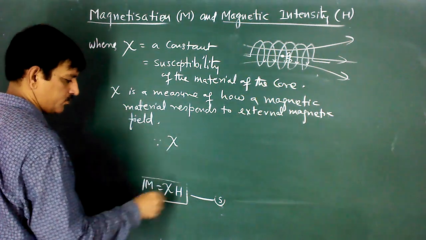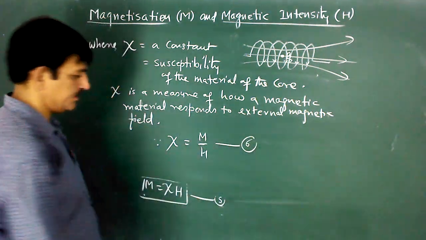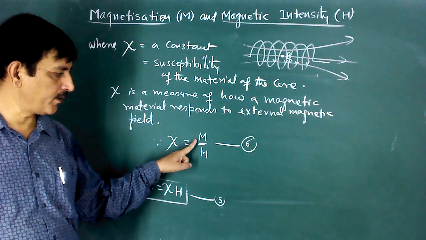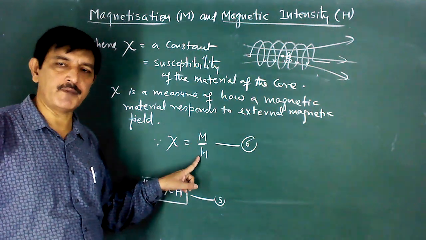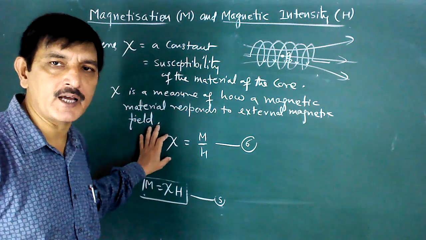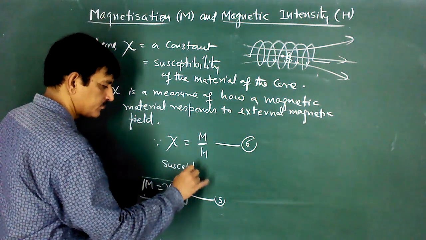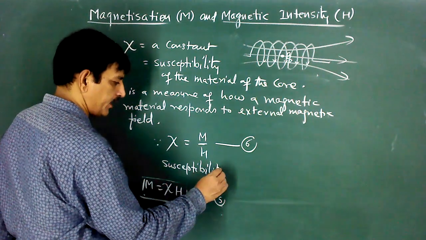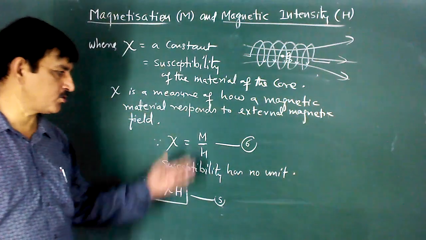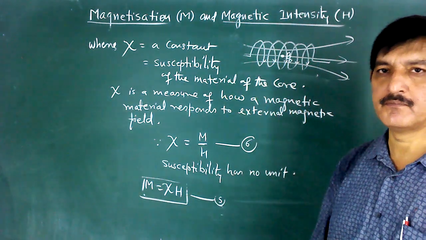Since xi is equal to M by H, and the SI unit of magnetization is ampere per meter, and also the SI unit of magnetic intensity is ampere per meter, both will be cancelled, and susceptibility has no unit, because it is a ratio of two quantities having the same dimension and same SI units.